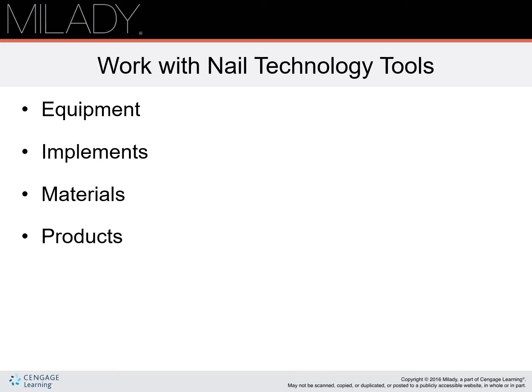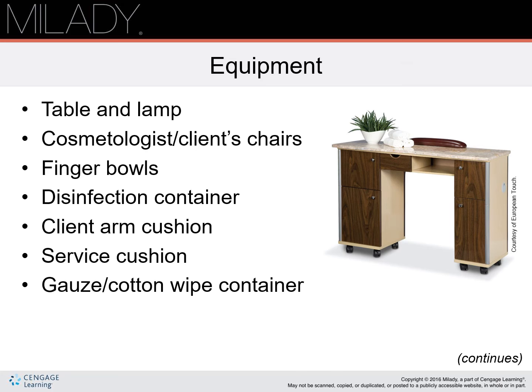Okay, so working with nail technology tools. There are 4 categories of these. You have equipment, you have implements, you have materials, and you have products. Okay, so I'm going to go into each one of them. Equipment. These are permanent items used in cosmetology. These items are not replaced. I'm not saying not ever, but they're not replaced each day, each week, after each service.